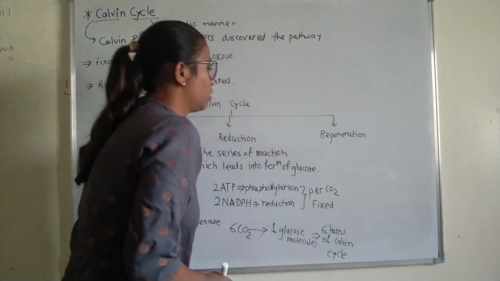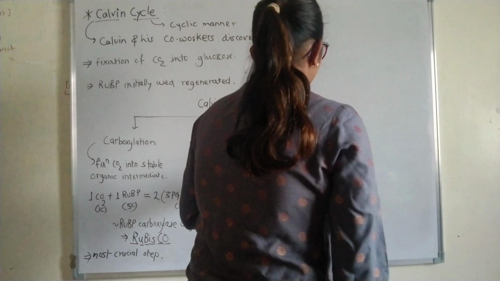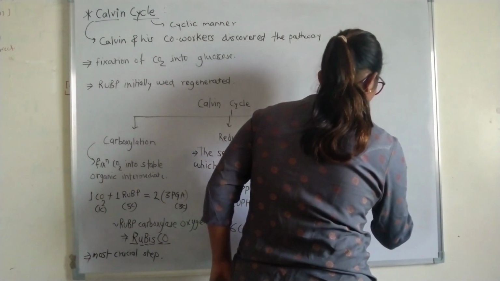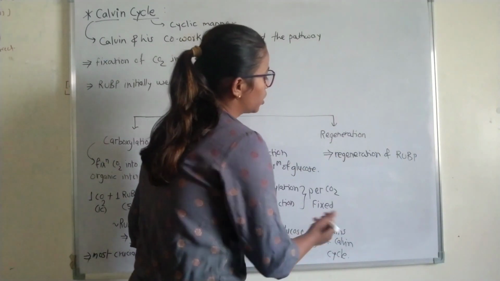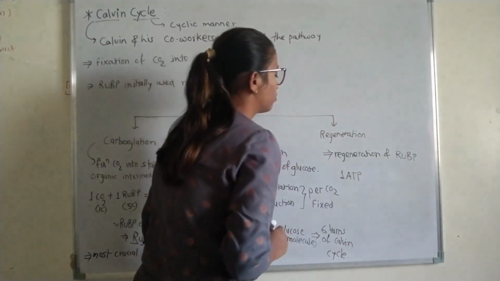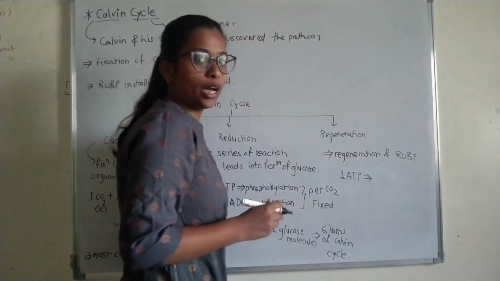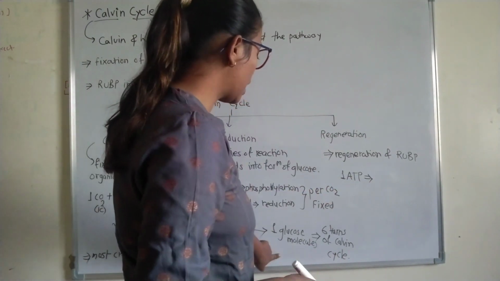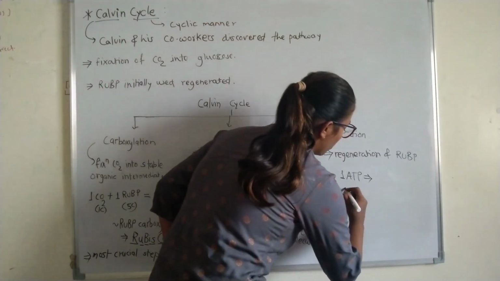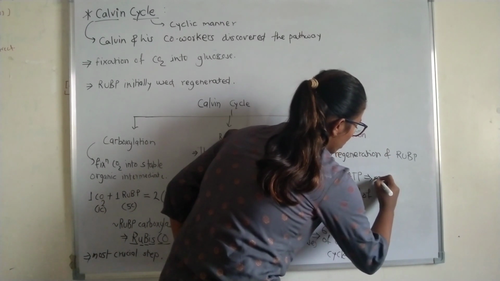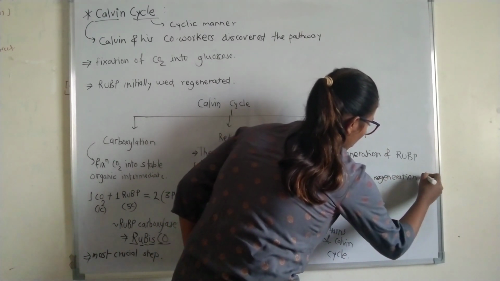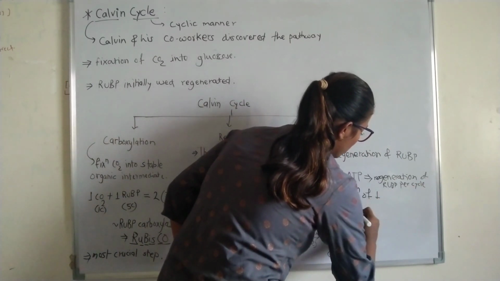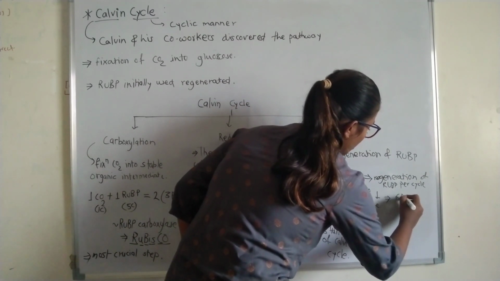For regeneration, there is a regeneration of RuBP. Here there is also a requirement of one ATP molecule per RuBP regenerated, so one ATP is required per cycle. There are 6 cycles required for one glucose molecule. So remember, for the formation of one glucose molecule, there is a requirement of 6 ATP for regeneration of RuBP.